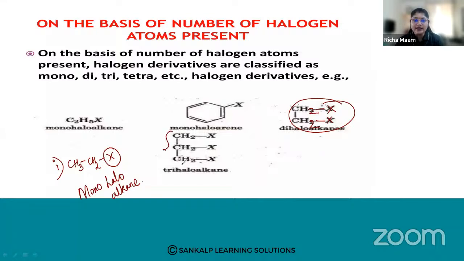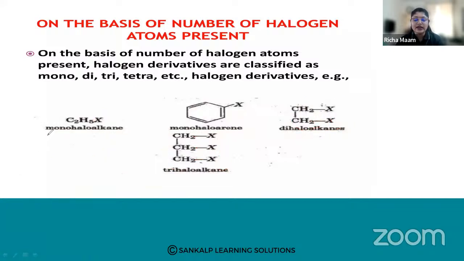Now here you can see three hydrogen atoms are replaced by three halogen atoms. So how many halogen atoms are present? Three. So it is a trihaloalkane. So based on the number of halogen atoms, here it is one, here two, and here three, they are classified as mono, di, tri, or polyhalo derivatives. So this is the first classification, based on the number of halogen atoms.